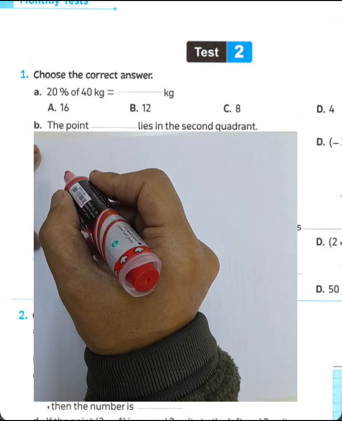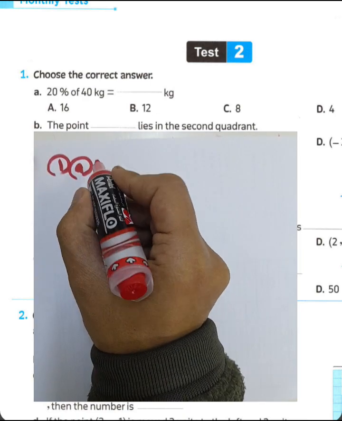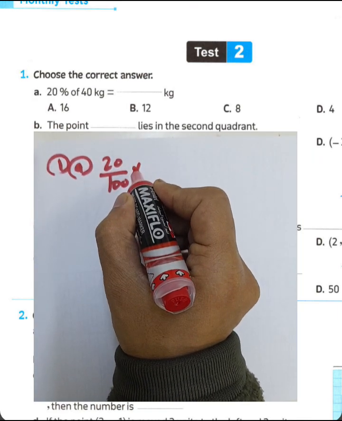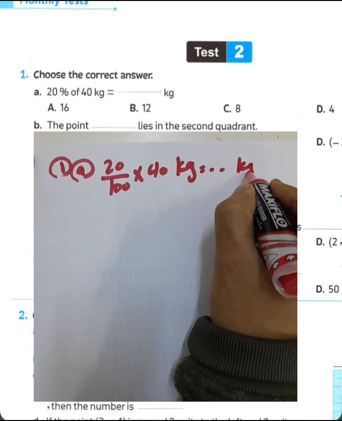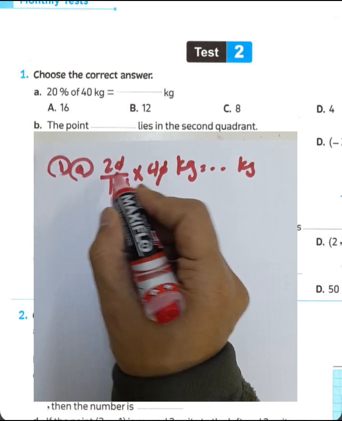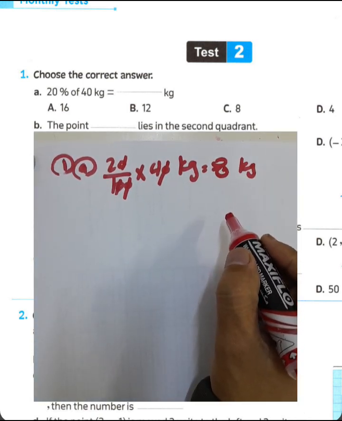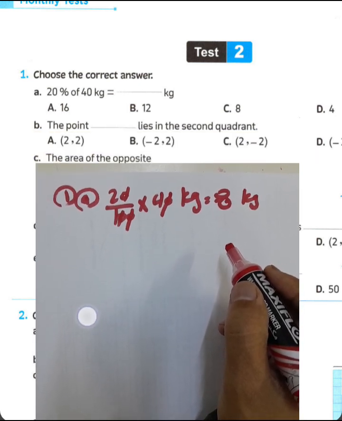20% means 20 over 100. So 20 over 100 multiplied by 40 kilogram equals space kilogram. Write here 0 by 0 and 0 by 0, cancel them. 4 times 2 equals 8. The result will be 8 kilogram. Choose letter C for question number 1, letter A.